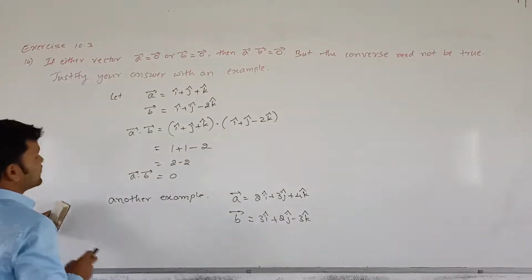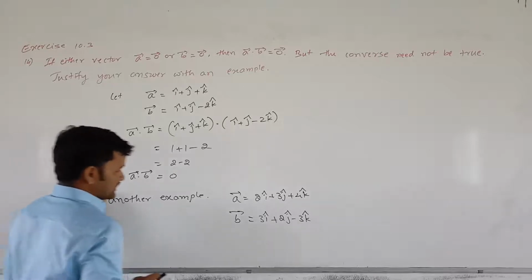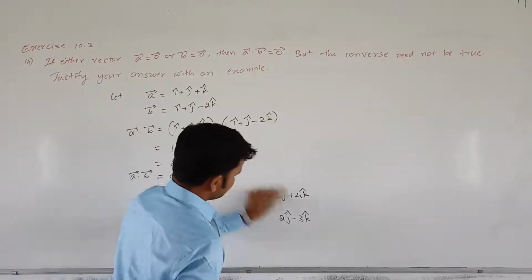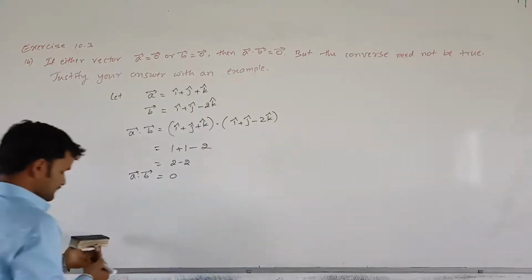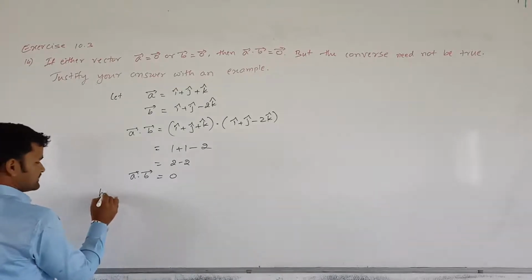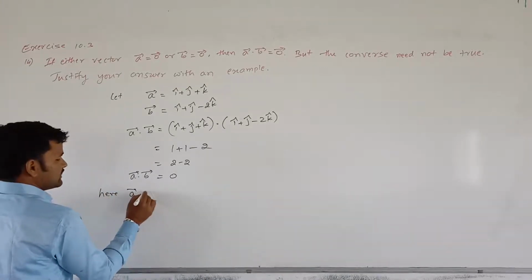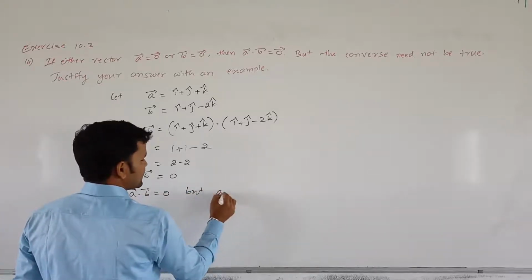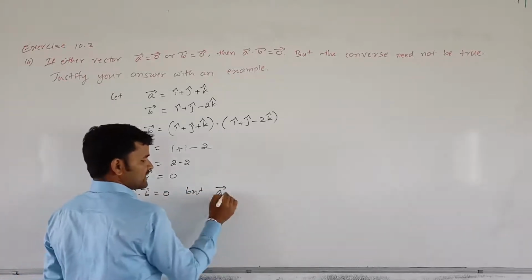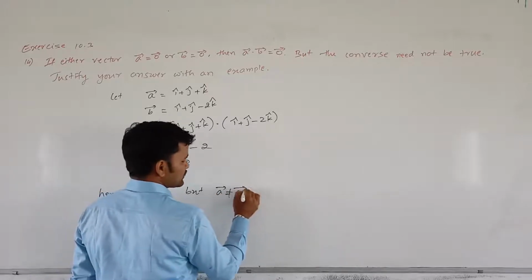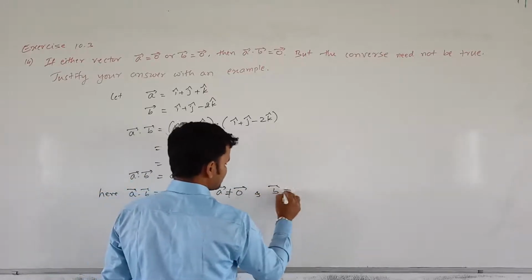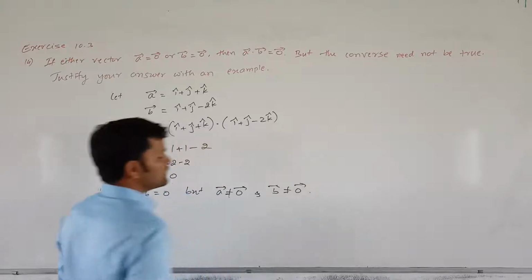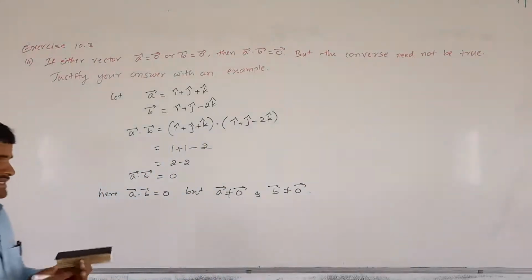Yes. What we will write here? Let me erase this, another one example. Here simply we will write it like this: A dot B is equal to 0, but vector A is not equal to null vector and vector B is also not equal to null vector. You can write it like this.